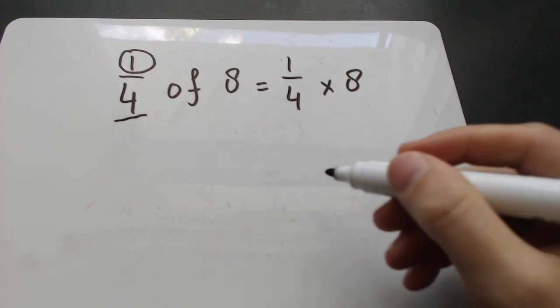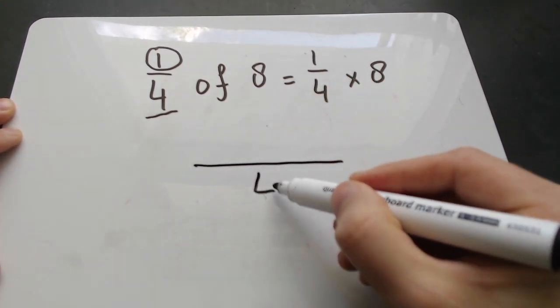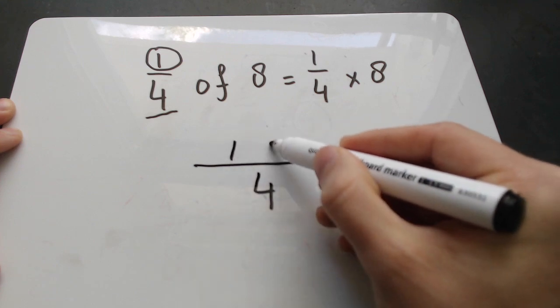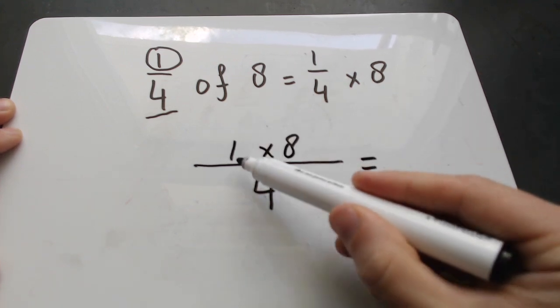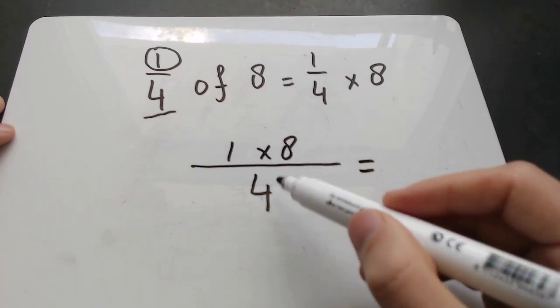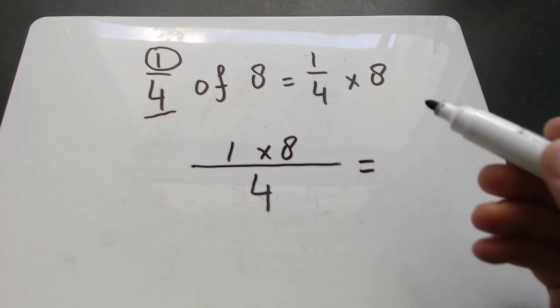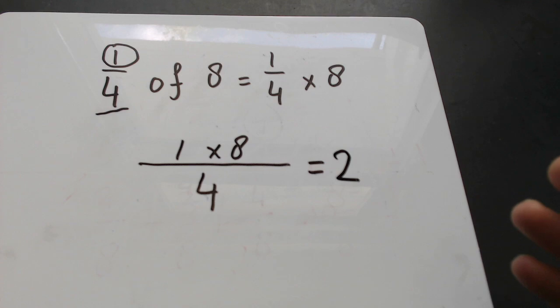Well, I'll show you. What you can do is you write down the fraction, we write the 4 at the bottom, and we do 1 times 8. 1 times 8, of course, is 8, exactly. And 8 divided by 4 equals 2. So this is another way of doing it.